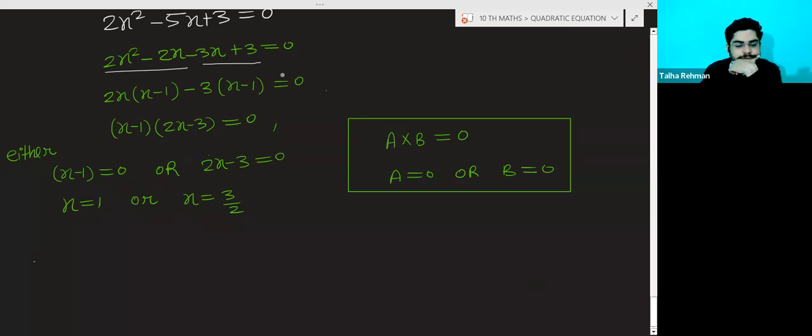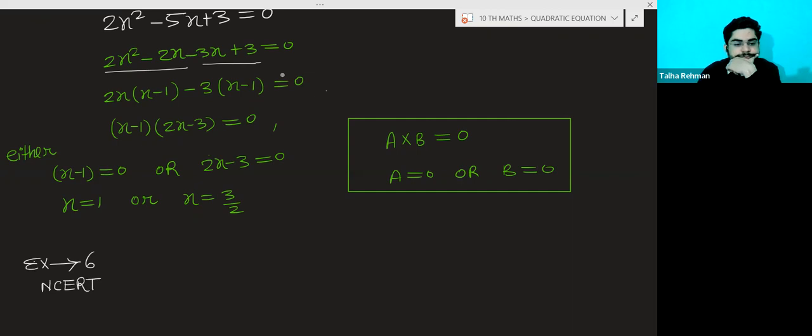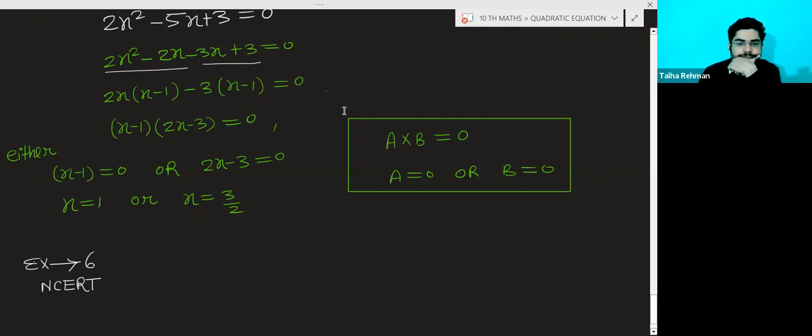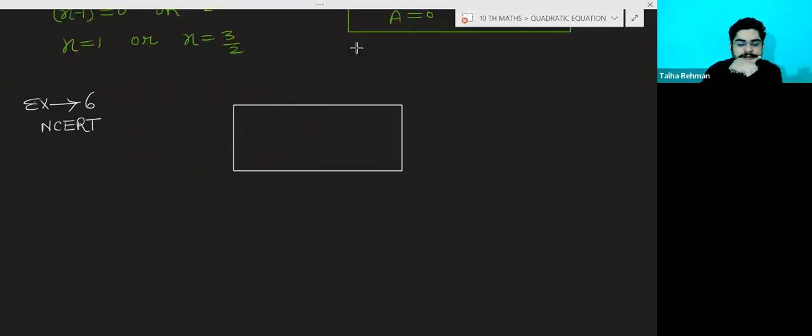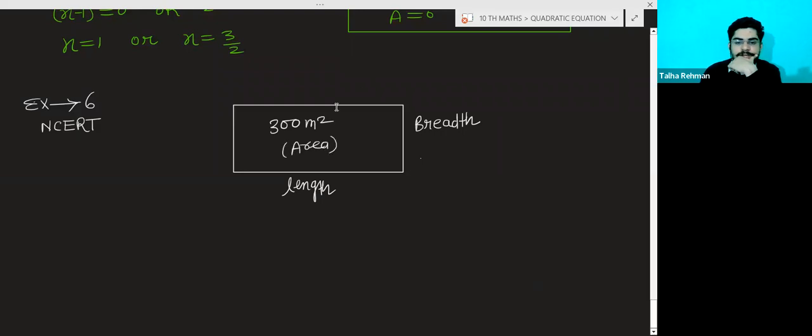Basically, this is your example number 6 of NCERT. In this example, it is given that there is a rectangle having a breadth and length, obviously, and the area of this rectangle is 300 meter square. Area means this region is 300 meter square.